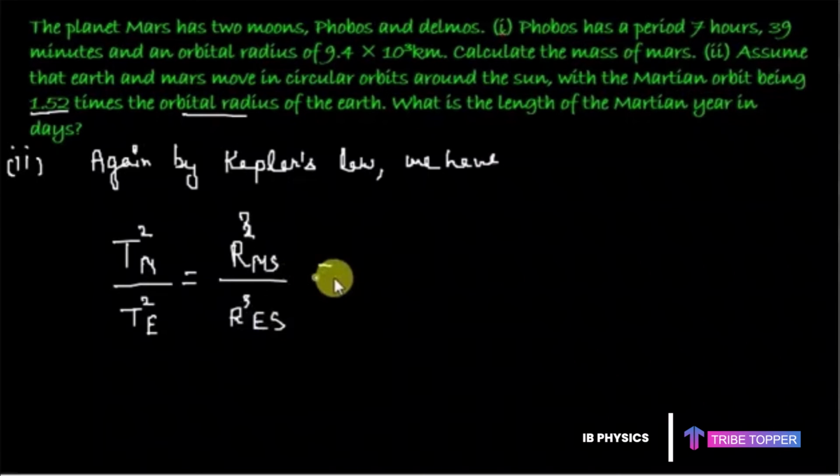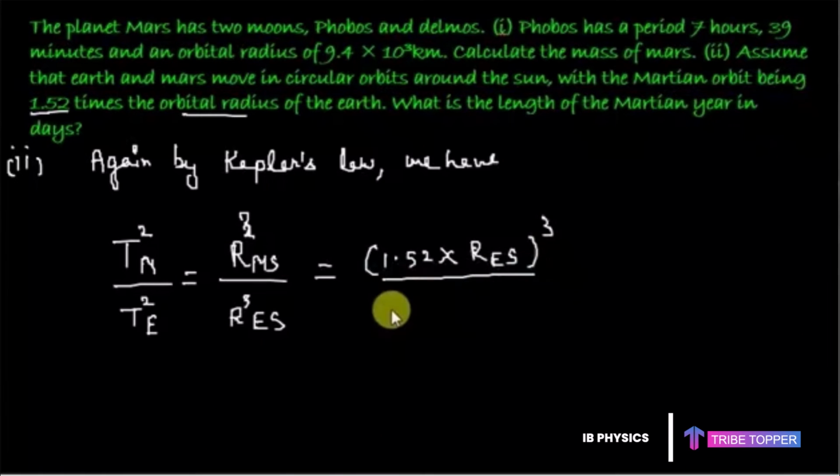Now since the Martian orbit is 1.52 times R_ES, I'll just substitute it as 1.52 times R_ES, now this whole cube, and upon we have R_ES whole cube. Because we just substitute the value of the Martian orbit radius around the Sun as 1.52 times the radius of the Earth around the Sun, now this is the same variable, it cancels out, and we want to find the time period of Martian orbit.